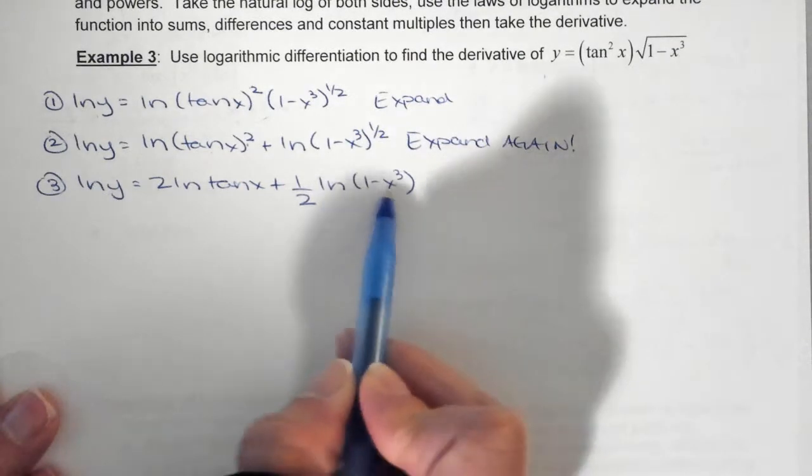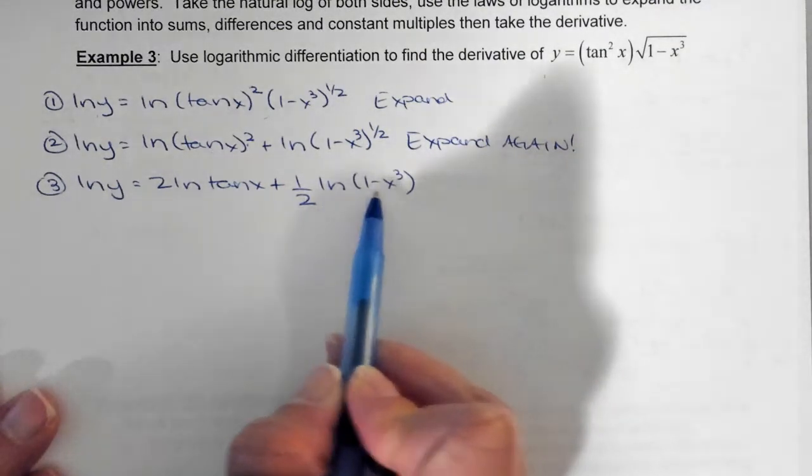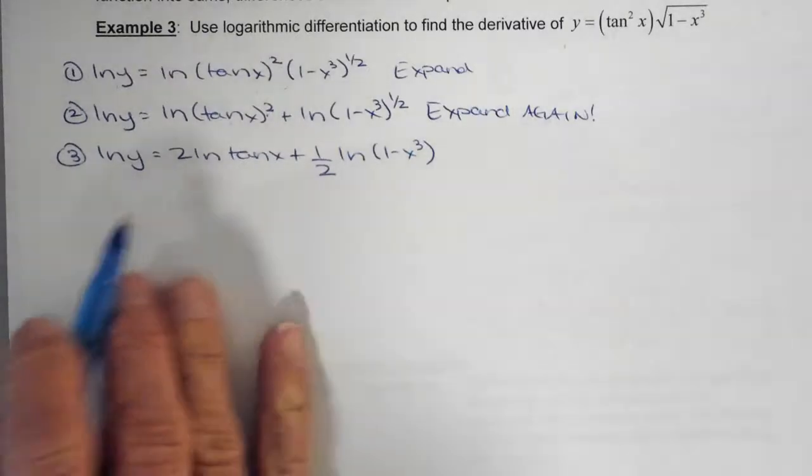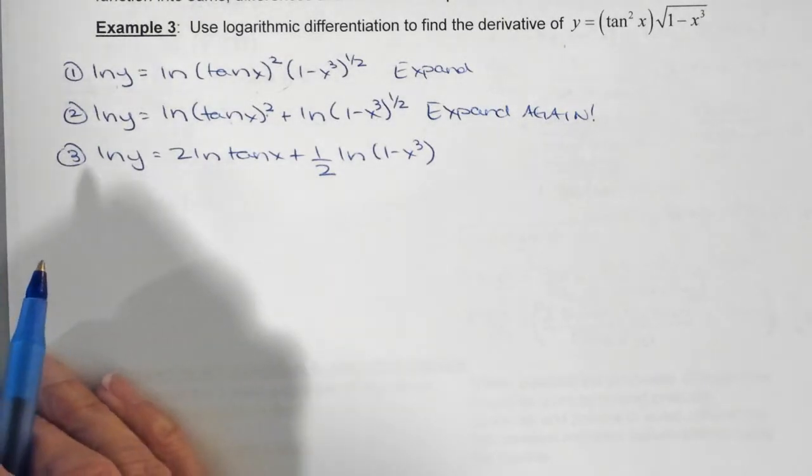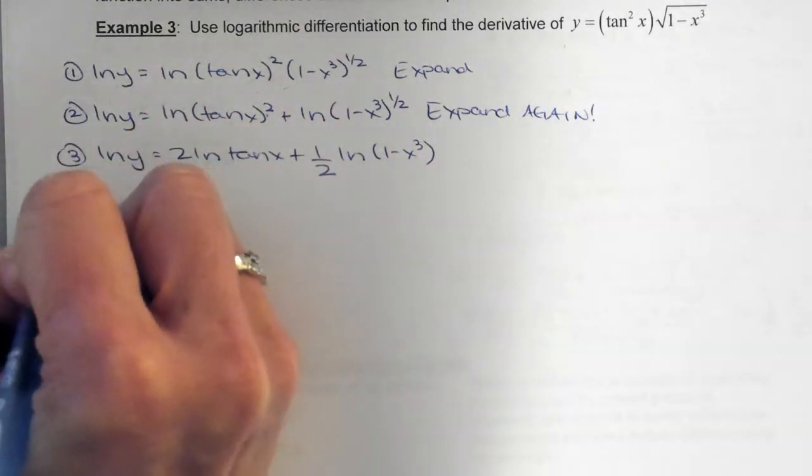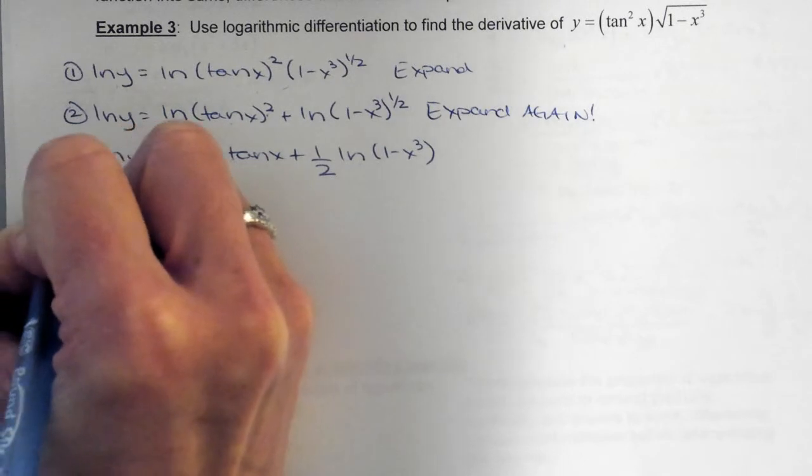This does not go to each one of these. This would have to be a multiplication or a division problem. So at this point is where I'm going to start to take the derivative. In step 4, we're going to take the derivative.